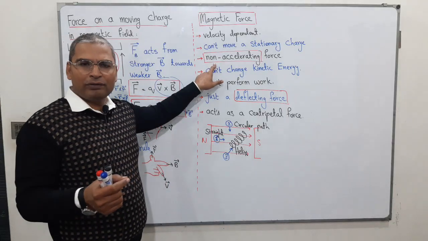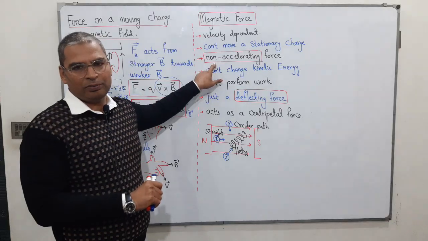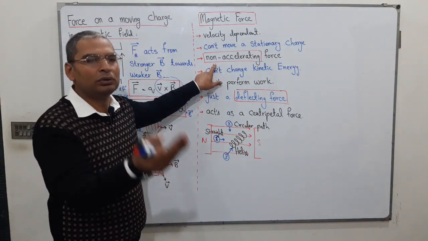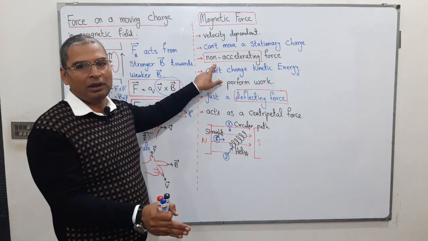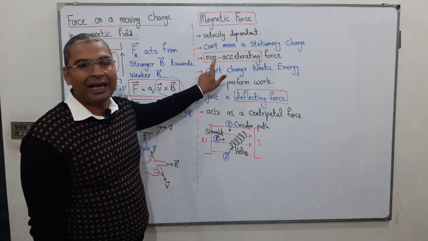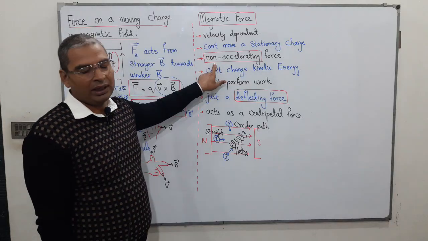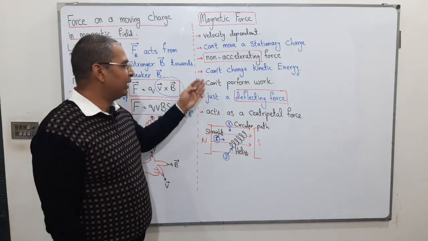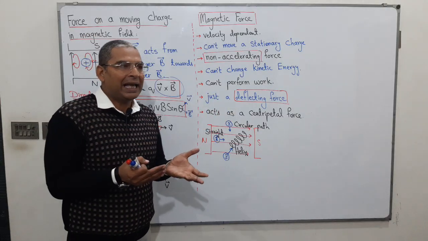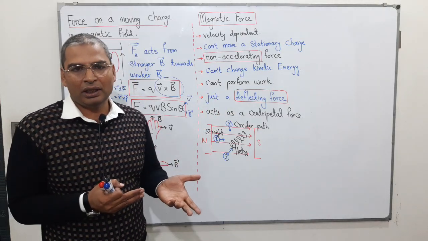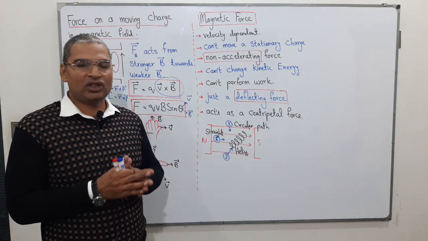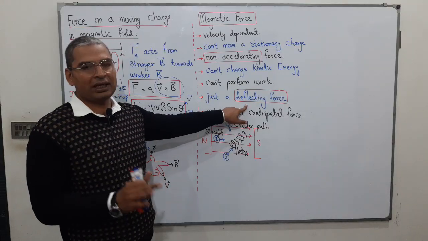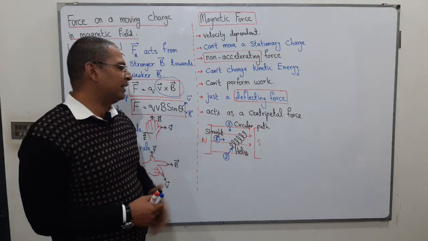Because the magnetic force cannot speed up a charged particle, cannot slow down a charged particle, cannot make a charge move, cannot make a charge stop, hence it is called a non-accelerating force. It cannot change kinetic energy. According to the work energy principle, it cannot perform work. So what can it do? It can just change the direction of the moving charge. Hence, it is just a deflecting force. It acts like a centripetal force.